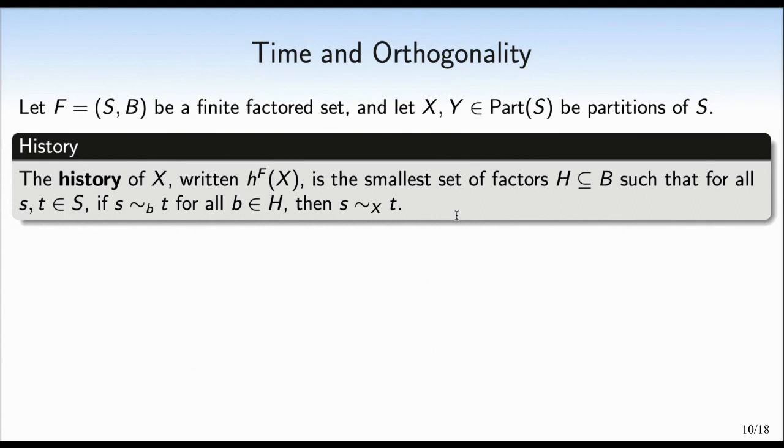So the history of X is going to be the smallest set of factors, so the smallest subset H of B, such that if I had an element of S that I didn't show you, some little s that's an element of S, and you want to know what part in X it's in, if I were to tell you what part it is in for each of the factors in H, that would be sufficient to determine what part it's in X. So the history of X is the smallest subset of your set of factors such that knowing the value of each factor in this set H is sufficient to determine the value of X.